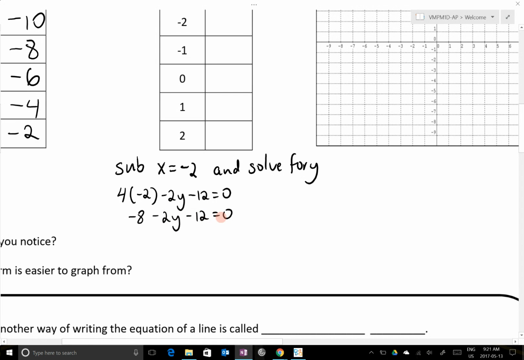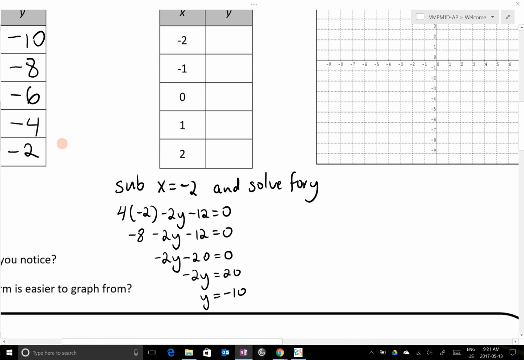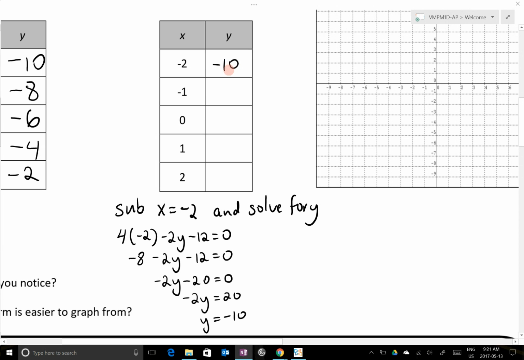Now this is just going back to reviewing solving equations. Instead of solving for x, we're solving for y. So -8 minus 12 is -20, so -2y minus 20 equals 0. I add 20 to both sides, so -2y equals positive 20. And if I divide both sides by -2, I'll have y equals -10. So there is my y value, and it can go up here. And if you do the same kind of calculation for all of this, you're going to get the same table of values.